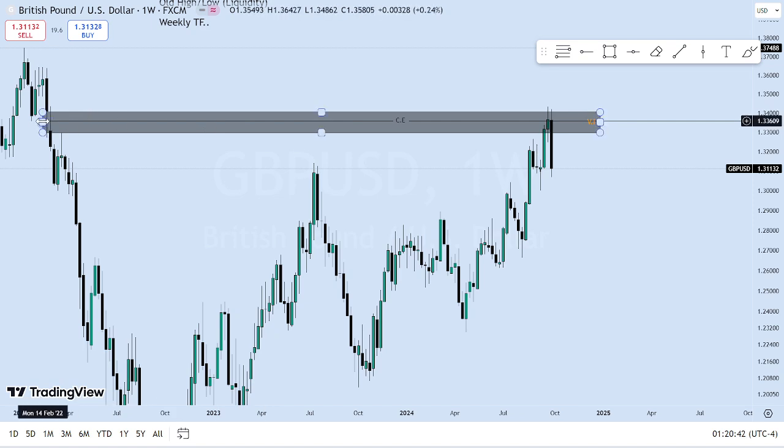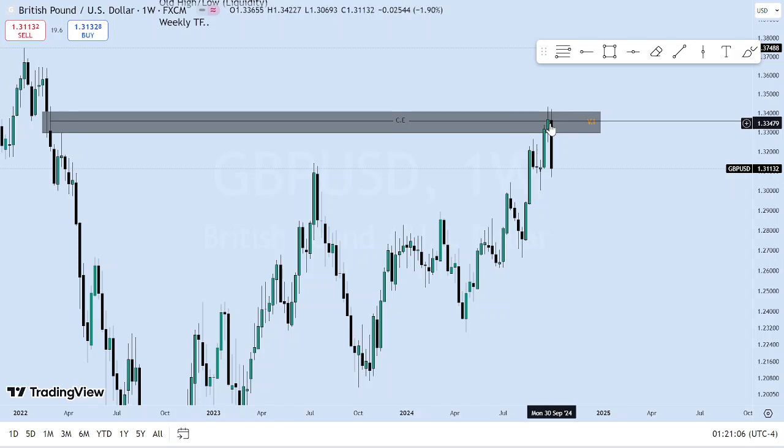This volume imbalance is a major resistance. It's a void, it's empty. So price has come and delivered and filled it up. It's no more a void now. We delivered inside it with a candle body to the 50% of its consequent encroachment.